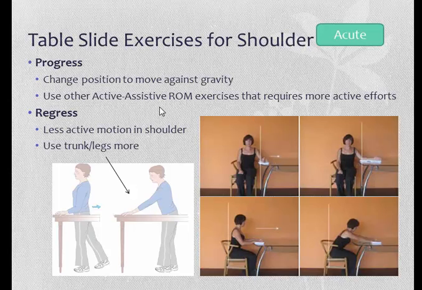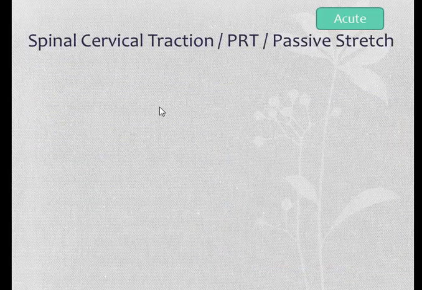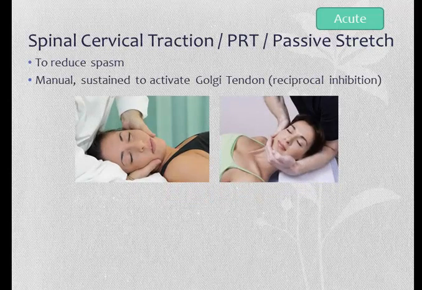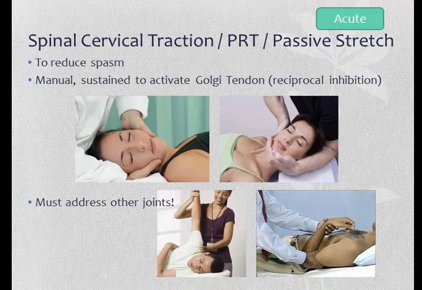One more thing, I can suggest maybe some spinal cervical traction or positional release technique to reduce some spasm around the neck, maybe upper trap or levator scap, something like that. So I can consider performing those minor techniques there, or even a passive stretch of the shoulder.